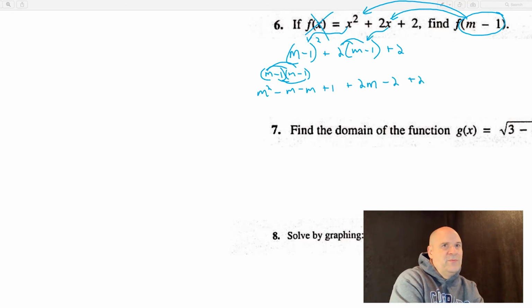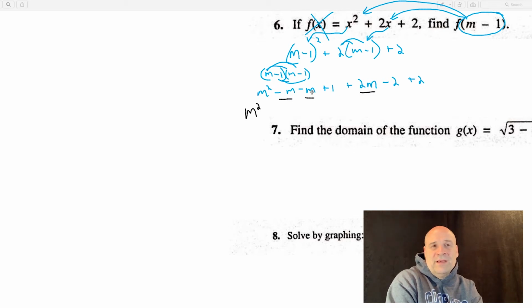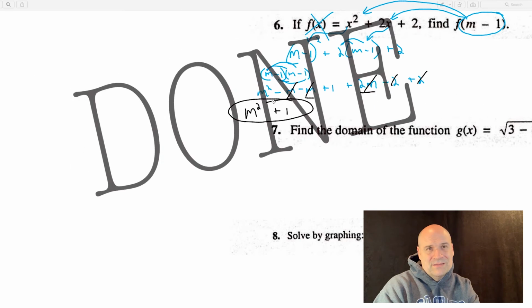All right, let's simplify that. There's no other m squared, so m squared. Now look at all these m's. So we got -1m and another -1m. So that's -2m so far. Combined with the positive 2m, those cancel. And then look at this. This -2 and this +2 cancel. So we're just left with a +1. So there's our answer to number 6.